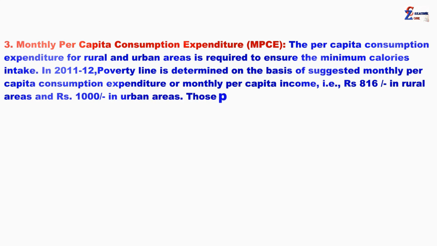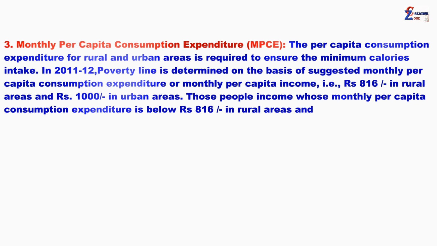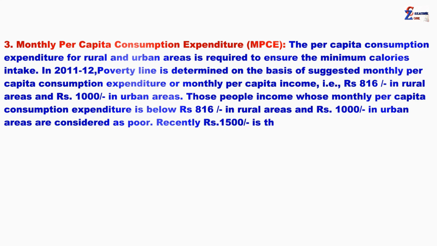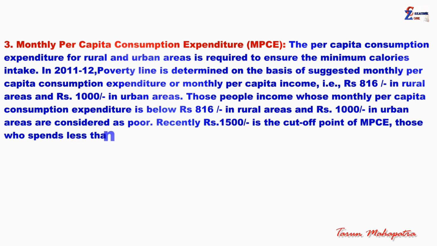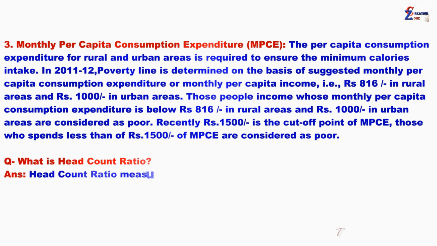Those people whose monthly per capita income or monthly per capita consumption expenditure is below rupees 816 in rural areas and rupees 1000 in urban areas are considered as poor. Recently, rupees 1500 is the cut-off point of MPCE. Those who spend less than rupees 1500 of MPCE are considered as poor.